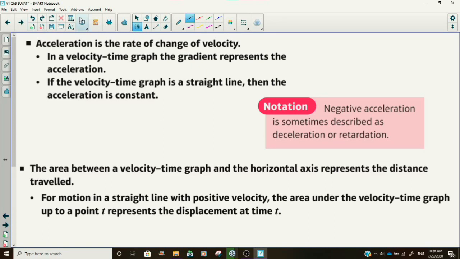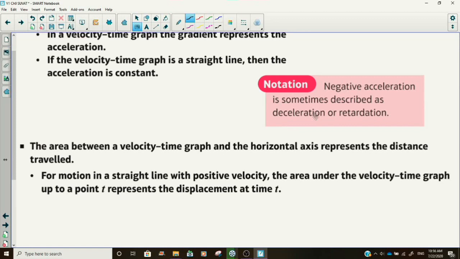Okay, so just to summarize then, acceleration is the rate of change of velocity, so the change in velocity over time. In the velocity time graph, the gradient is the acceleration. If it's a straight line, then the acceleration is constant. Okay, so an increasing gradient as a straight line, or a decreasing gradient, the acceleration is constant during those times. We sometimes refer to negative acceleration as deceleration. So you might have an acceleration of -5, that would be a deceleration of +5.